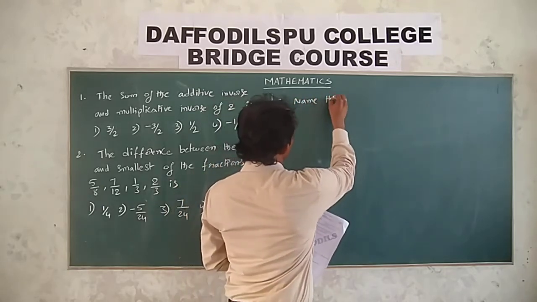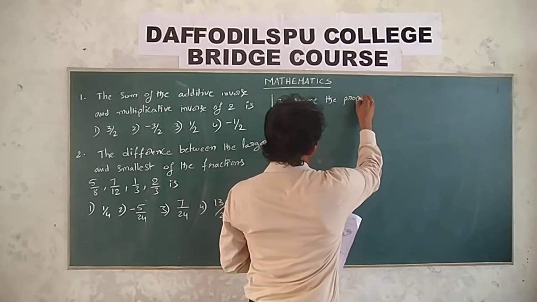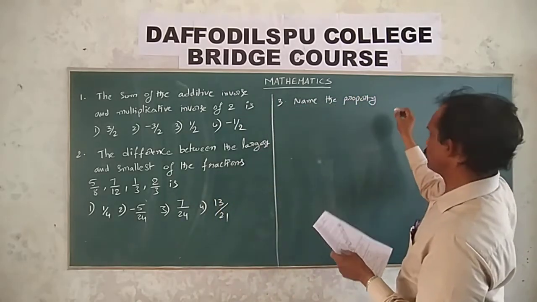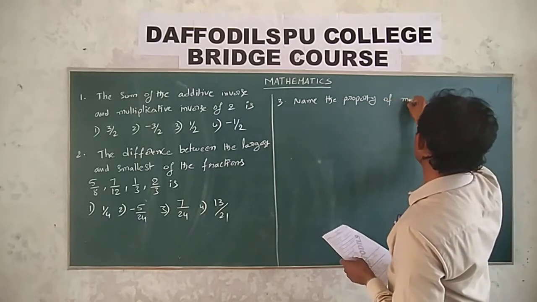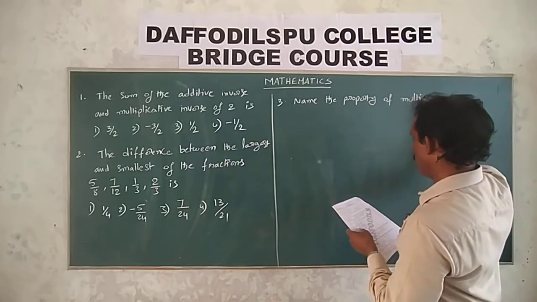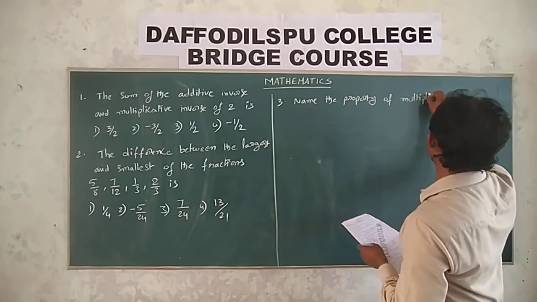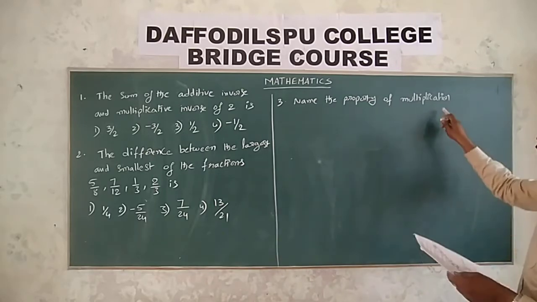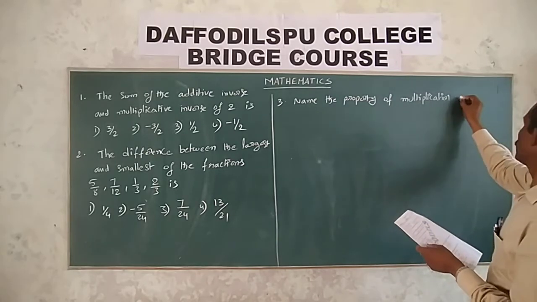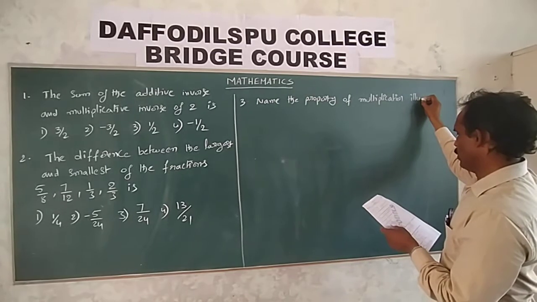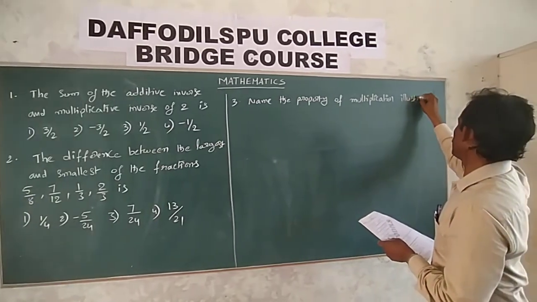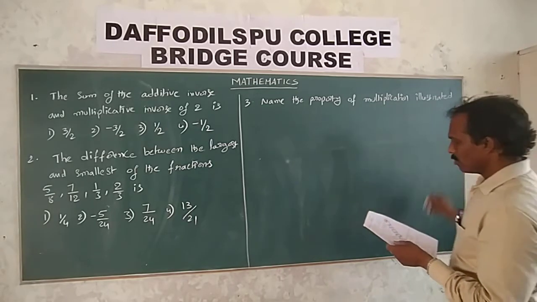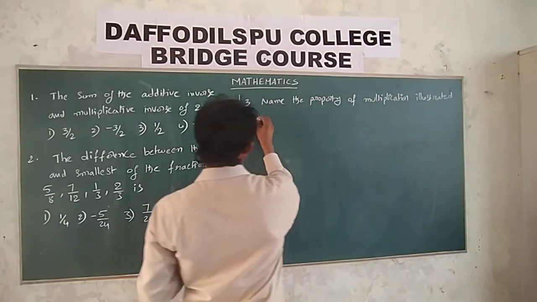Name the property of multiplication illustrated by the following statements.